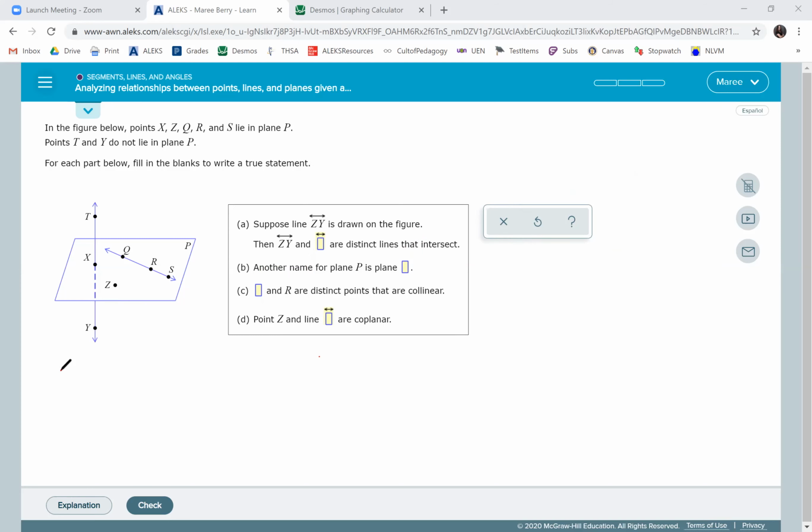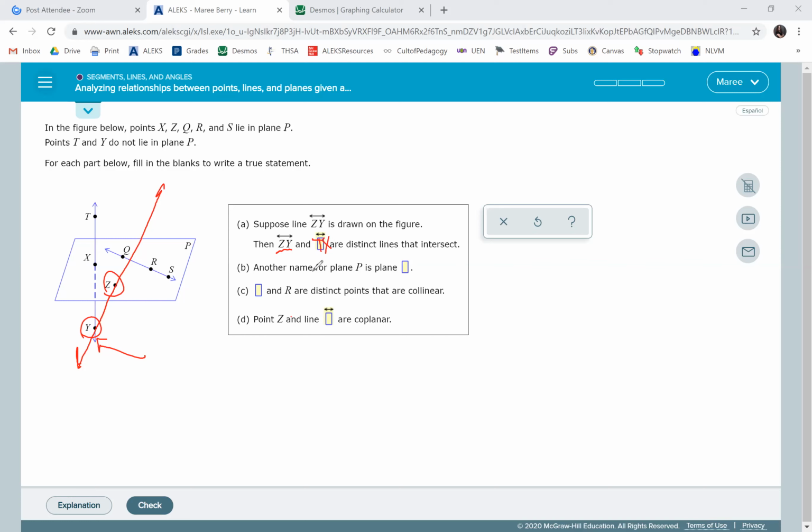So ZY, there we go. Then ZY and what line are distinct lines? Now, this particular question, they want you to look at these 2 letters, ZY. Which one is already on a line? It's going to be the Y. So that's the line I want to put for my answer. So I'm going to use 2 letters from this line, TX. And I need 2 letters, so I'll just put TX.